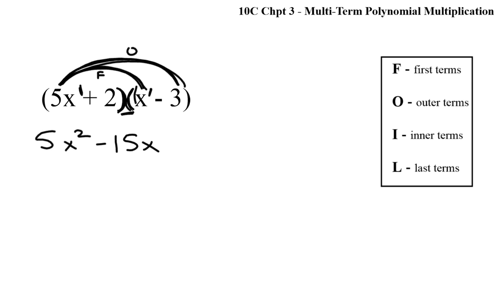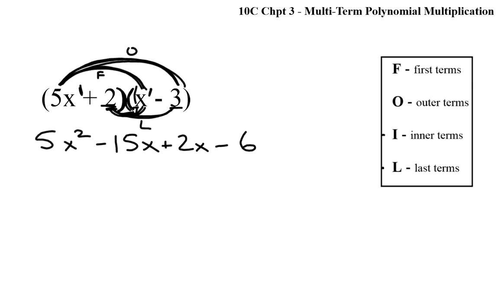Now we have the inner and the last terms to multiply, which is to multiply now the 2, the second term in our binomial, by both terms in the other. So our inner terms, 2 times x, is a 2x. Our last terms in each binomial, 2 times -3, which is a -6.